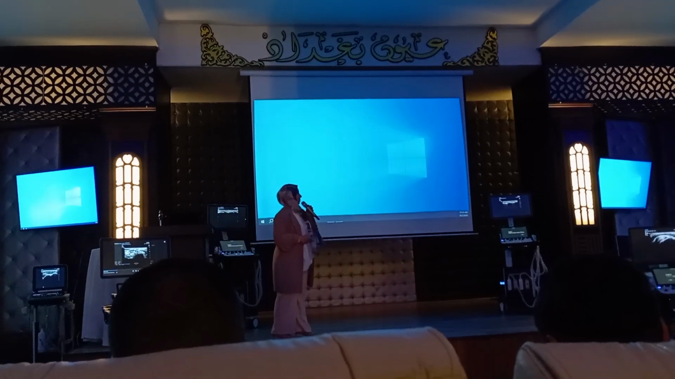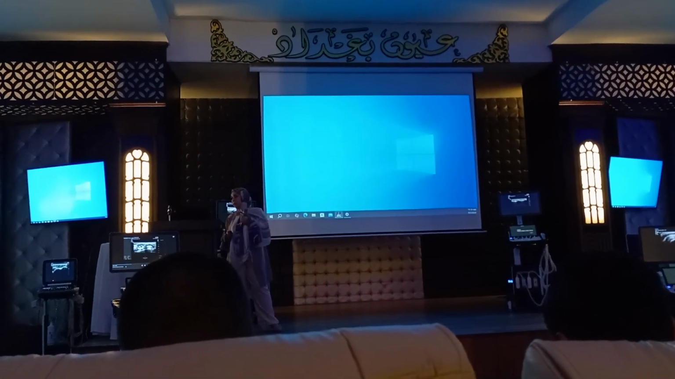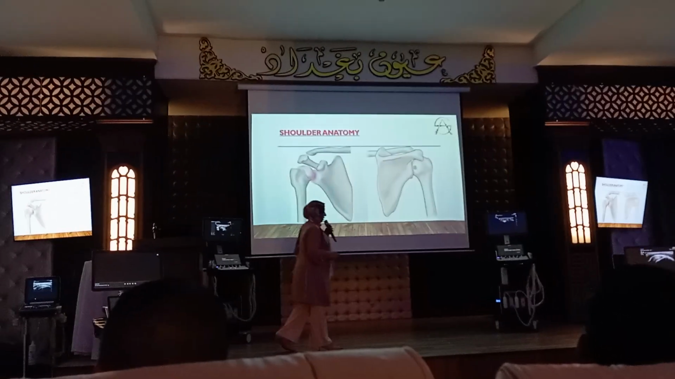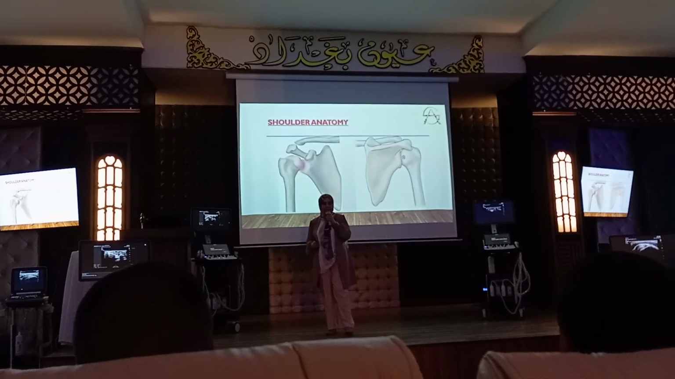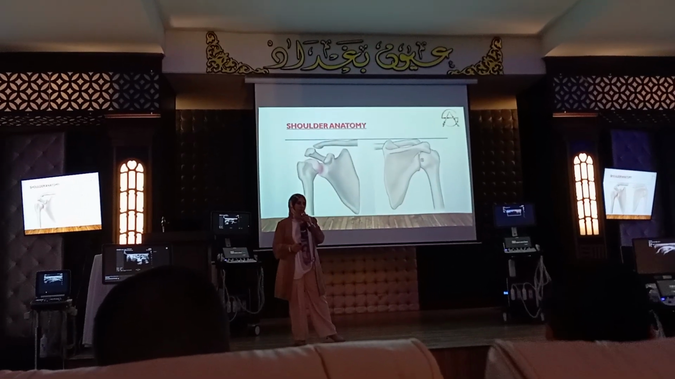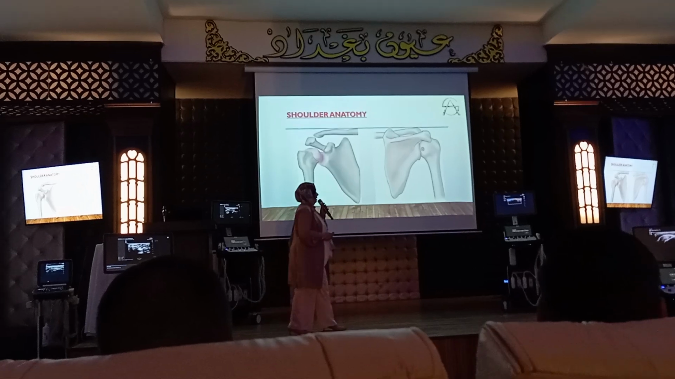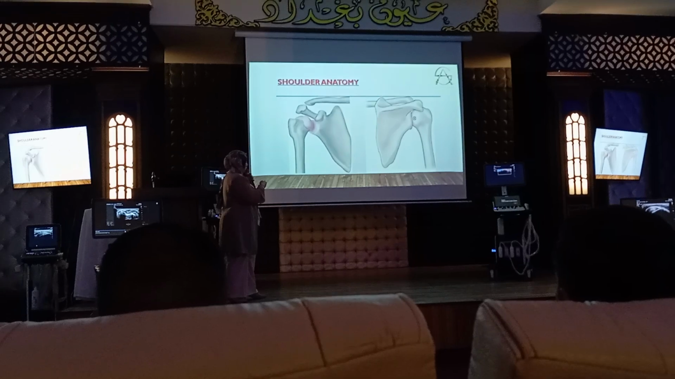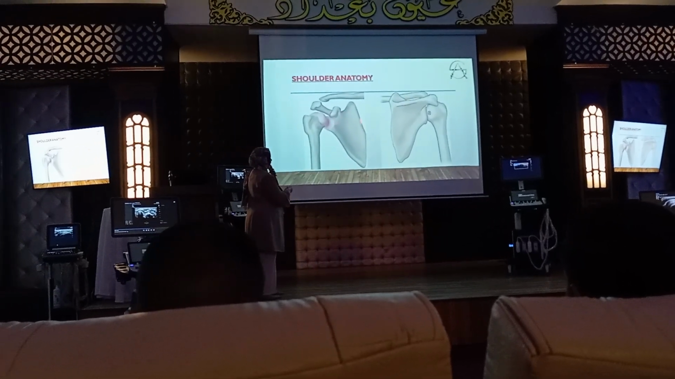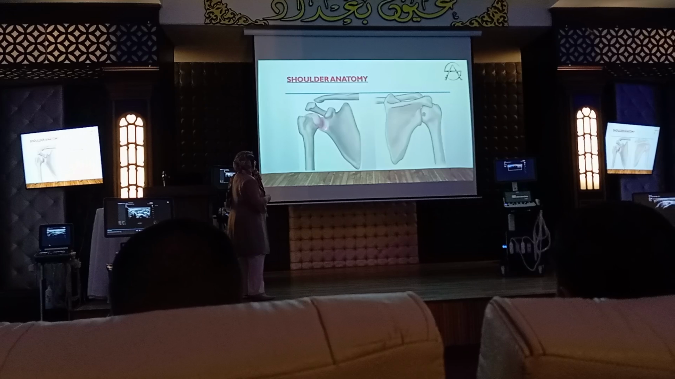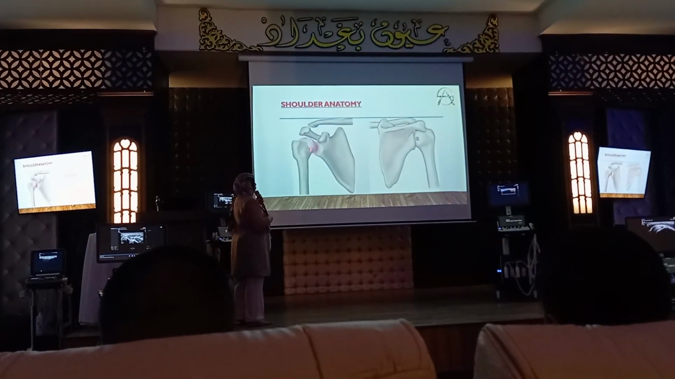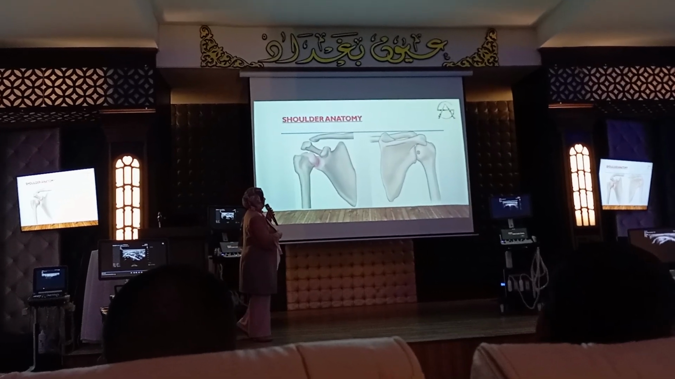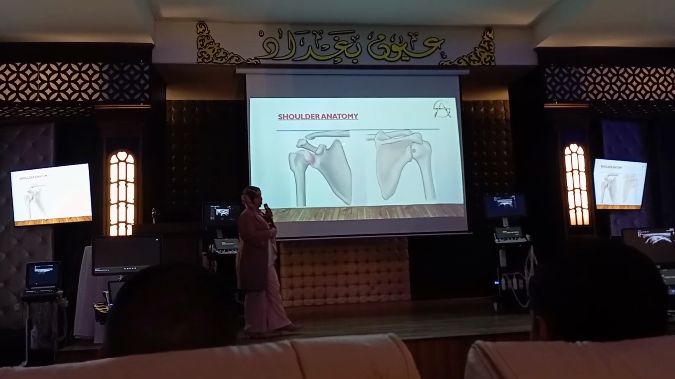With the anatomy of the shoulder joint. The shoulder joint consists of 4 joints. 3 are synovial and 1 is not synovial, a false joint. The largest synovial joint in the shoulder is the glenohumeral joint, which is between the glenoid, a part of the scapula, and the humeral head. This glenoid is deepened because it contains fibrocartilage called labrum for stability of the shoulder joint.